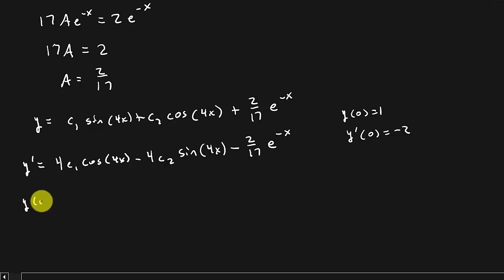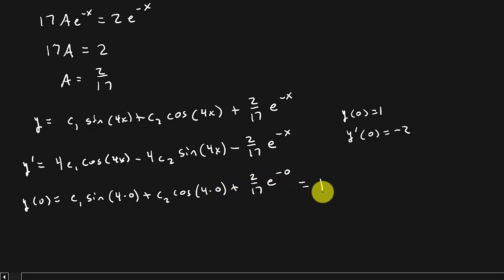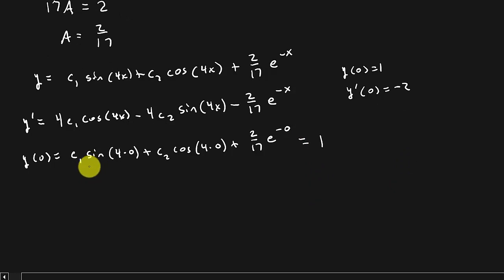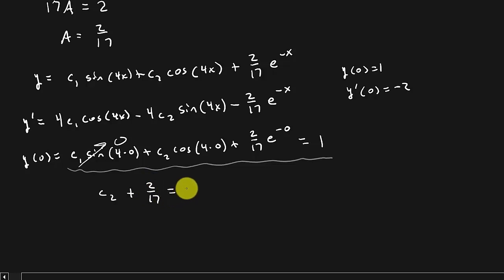All right, so we get y of 0 is equal to C1 sine of 4 times 0 plus C2 cosine of 4 times 0 plus 2 over 17 e to the negative 0, and that should equal 1. All right, so this isn't too bad. We've got this equation here that we can solve. Now, what's the sine of 0? The sine of 0 is 0, so this term goes to 0. The cosine of 0 is 1, so that leaves us with C2. And then e to the 0 is 1, so 1 times 2 over 17, so that's plus 2 over 17 equals 1. And so this tells us that C2, move that over, is 15 over 17.